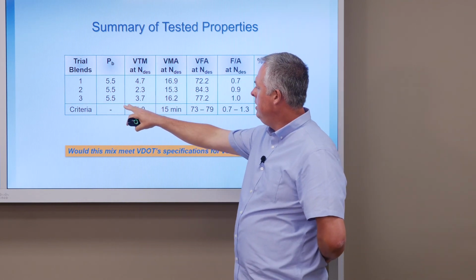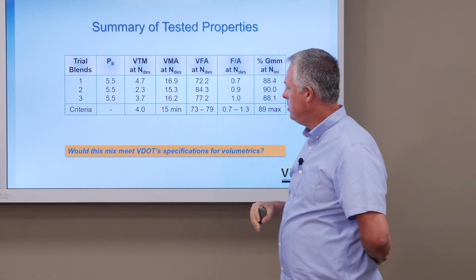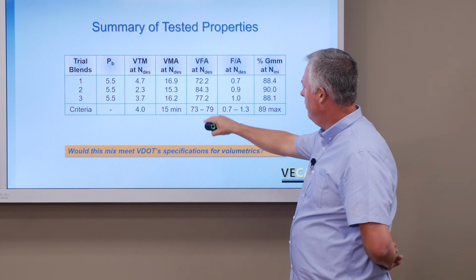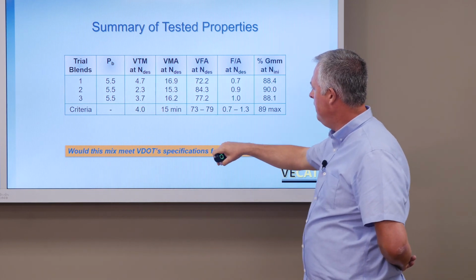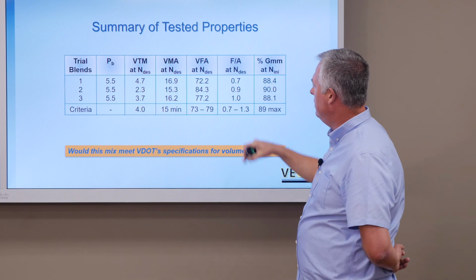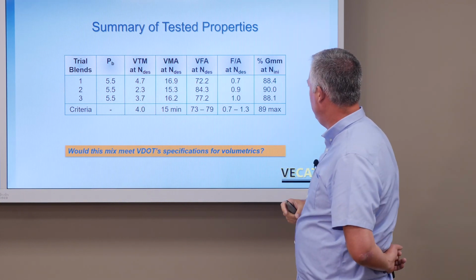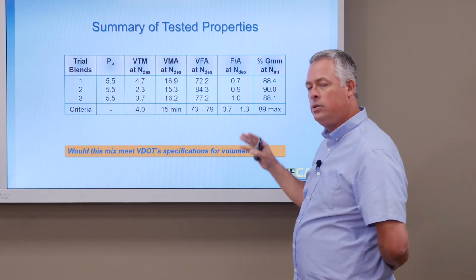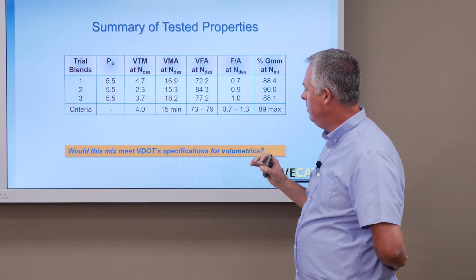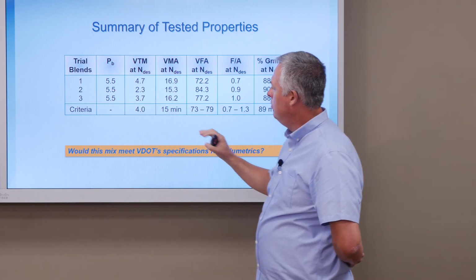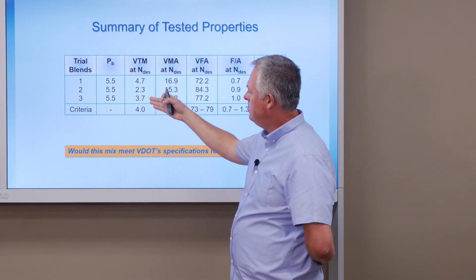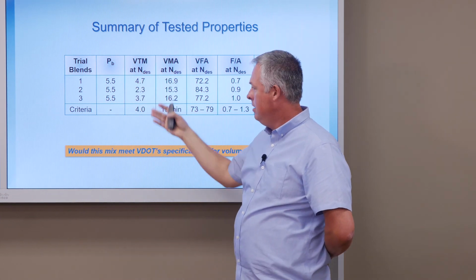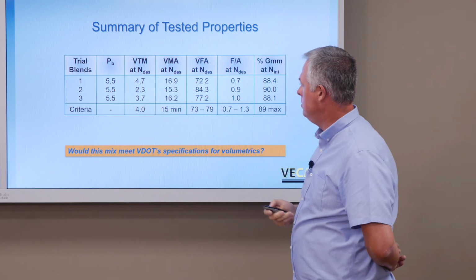Trial blend number 3, we're at 3.7, we're pretty close to our 4. We've got a nice VMA here of 16.2. We're in the middle here on VFA, or at least within the range, and right in the center on our fines to asphalt ratio, 88.1 at initial. So I feel like all of these actually pass the initial stage, but what we've got to do next is figure out what these mixes will be. If we change these all to 4% air voids, what's it going to do to our liquid, and then what's the most appealing mix for us to use?